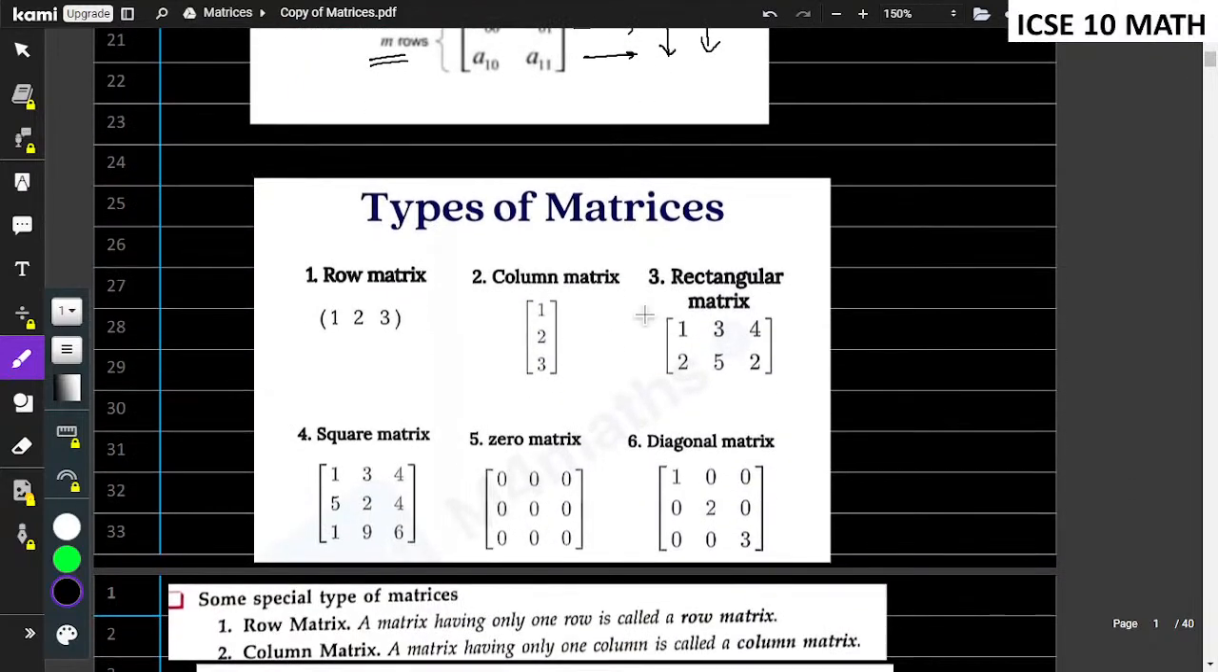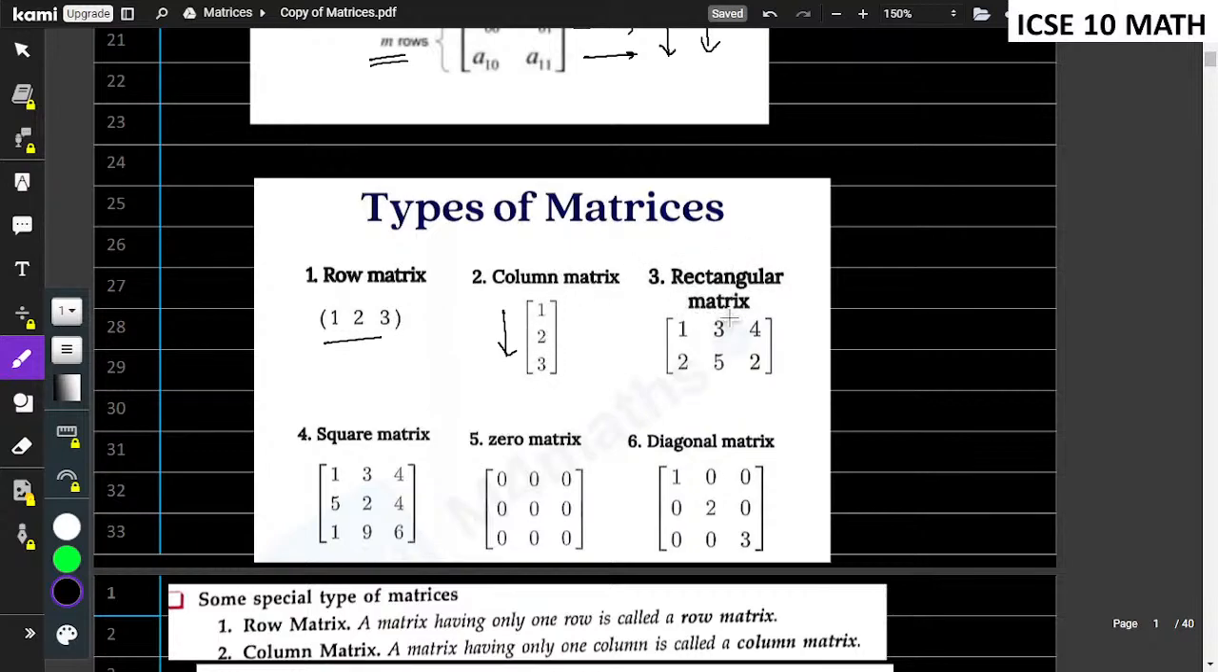As per their order and how many numbers there are, there are these types. Number one is the row matrix. As you can see, there is only one row. So this is a row matrix. Then the column matrix, where there is only one column. Remember what I said, horizontal are the rows, vertical are the columns.